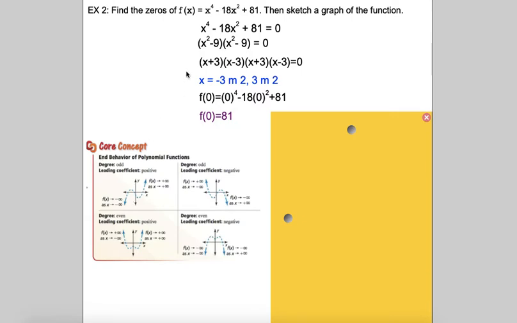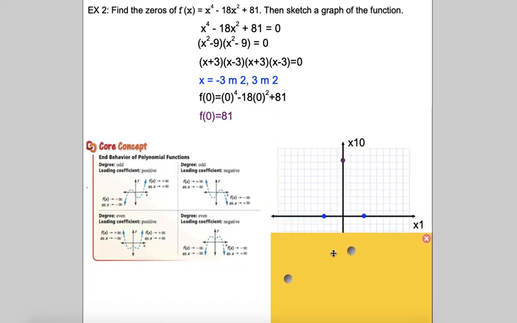To find the end behavior, I look at my beginning function, which is x to the 4th, so that's an even power. My beginning number is a 1, so that's positive. So even positive, my graph should go up on the left and up on the right. Now, I probably need to figure out where it hits on the y-axis. So I used substitution to evaluate, or you could use synthetic division, and I got 81 as an answer.